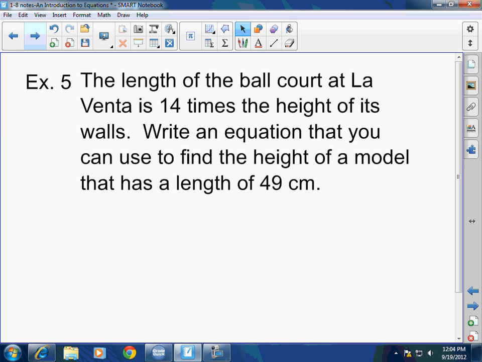The length of the ball court at La Venta is 14 times the height of its walls. Write an equation that you can use to find the height of a model that has the length of 49 centimeters.